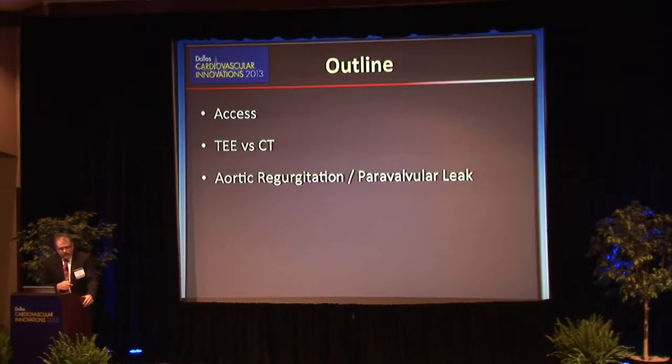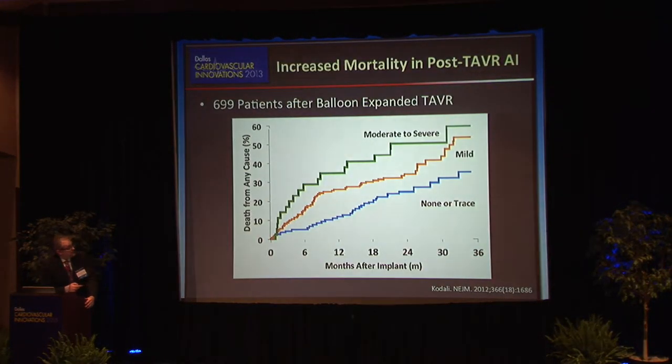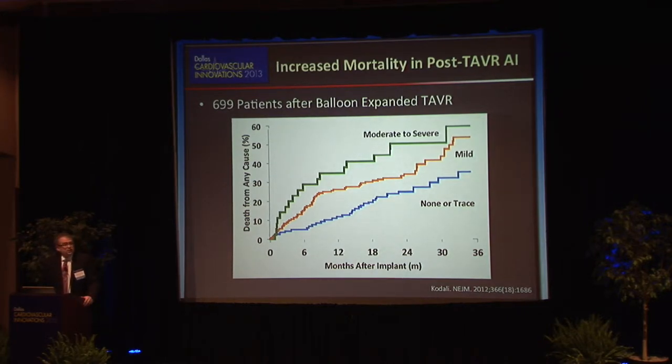And then lastly, I'm going to talk briefly about aortic regurgitation and paravalvular leak. The reason is that aortic regurgitation has worse outcomes in these patients. This is from the PARTNERS trial. There are also graphs here that show only paravalvular leak, but mostly this outcome is driven by paravalvular leak. But those with moderate to severe AI post-procedure have a higher death rate than those with mild or none.